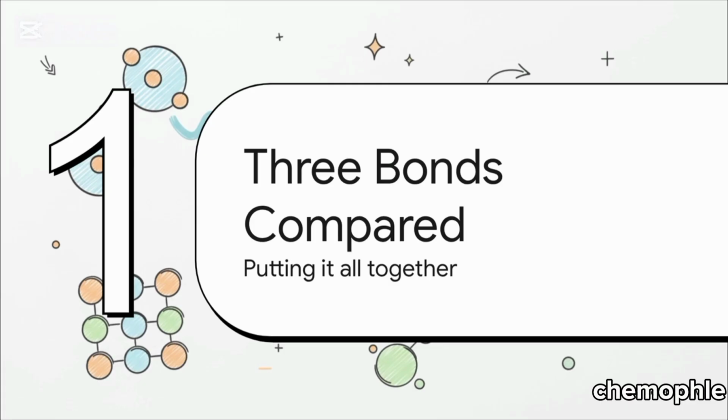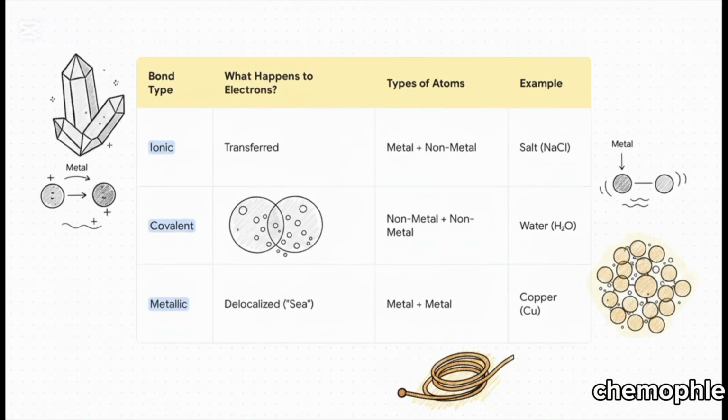All right, we've covered the transfer, the sharing, and the sea of electrons. Now let's bring it all home and put these 3 amazing bond types side by side. And here it is, the whole story in one place. You've got ionic bonds that transfer electrons between metals and nonmetals, making things like salt. You have covalent bonds that share electrons between nonmetals to build molecules like water. And finally, you get metallic bonds that create that delocalized sea of electrons between metal atoms, giving us useful stuff like copper. 3 different playbooks for holding the universe together.